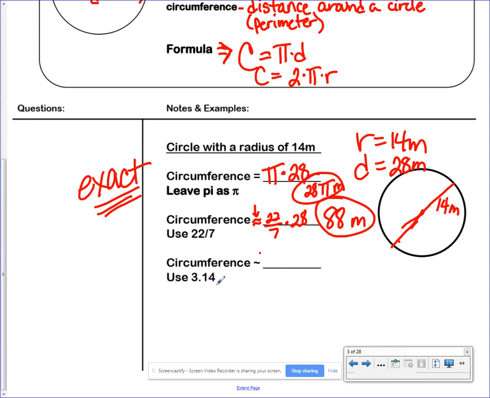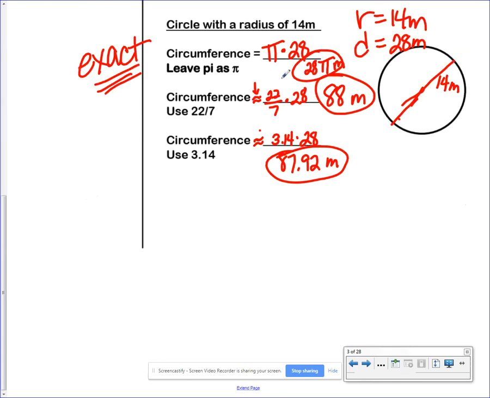If I said use the decimal approximation, 3.14, add a second tilde there, and you on your calculator say 3.14 times 28. Crank that out and you get 87.92 meters. Okay? 3 different ways to calculate it. This one is always exact because we left pi as the pi symbol. We didn't approximate it.